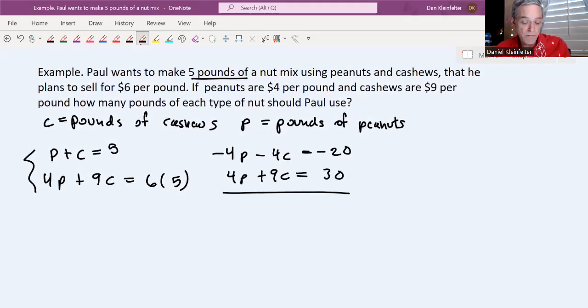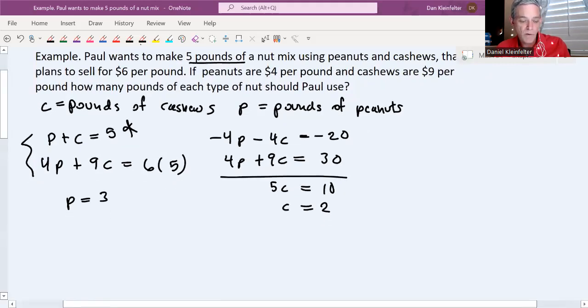Adding those two together, the p's vanish, and we're left with 5c is 10. And so that c is 2. Okay, it says p plus c is 5, so that means that p will need to be 3. Okay, so he's going to use 3 pounds of peanuts.